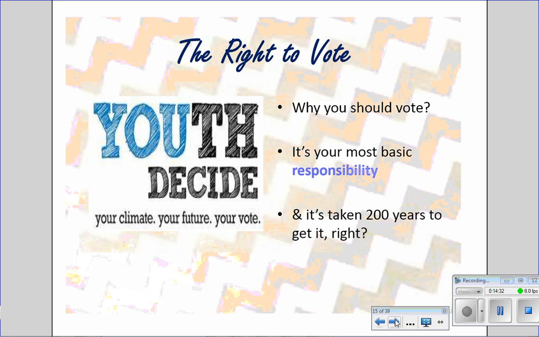So, why should you vote? It is your most basic responsibility. Our country is founded on democracy, and that is government of the people and by the people. So if the people do not speak, then our democracy is really meaningless. And it's only taken 200 years to get the right to vote. So I think all those people who have sacrificed and fought for the right to vote knew how important it was. And I think if you thought your right to vote would be taken away, you would not be happy about that. So got to use that right.